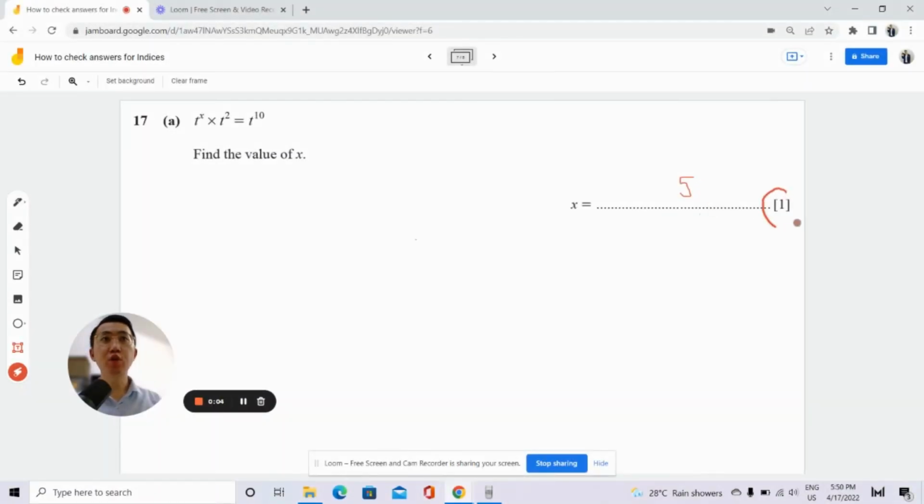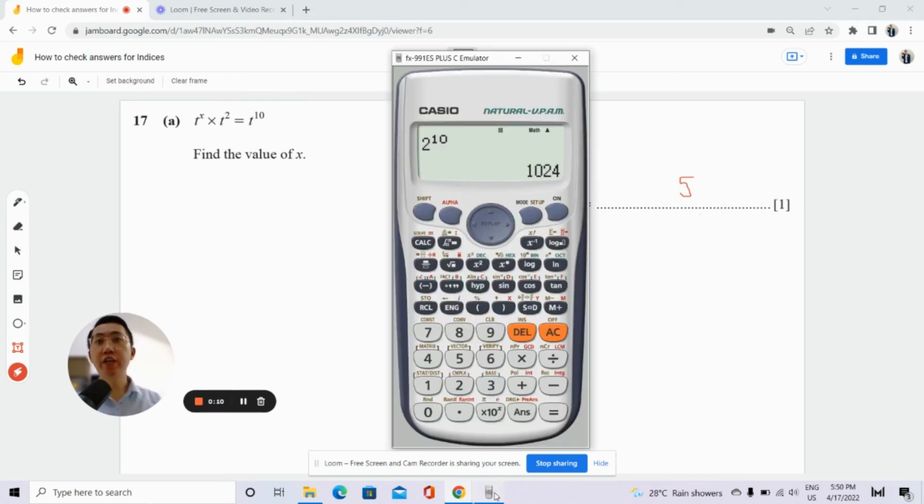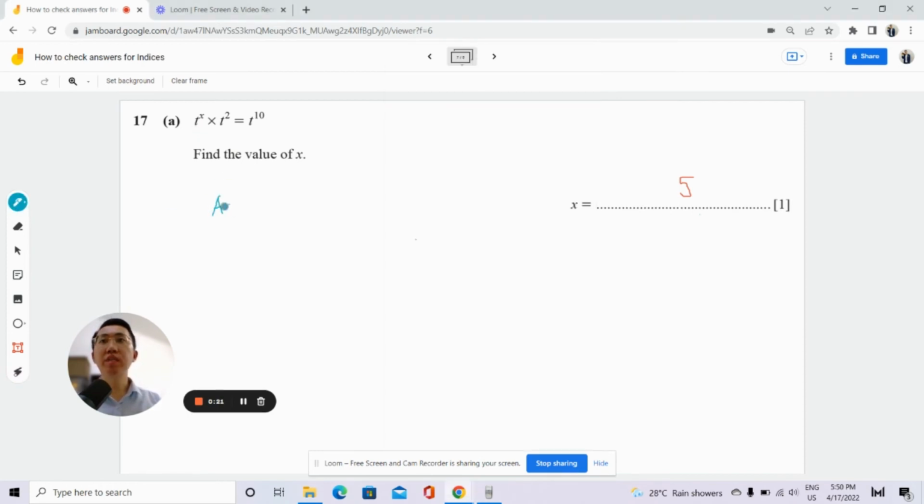The student saw, oh, it's a 1-mark question and straight away put in the answer 5. So sometimes you can get wrong if you did not check the answer. Let me show you how to check. So the student said x is 5, remember, x is 5, and we have another algebra t here. So we need to replace t with something else. I'm going to assume t is 2. Assuming that t is 2 and the student says x is 5.